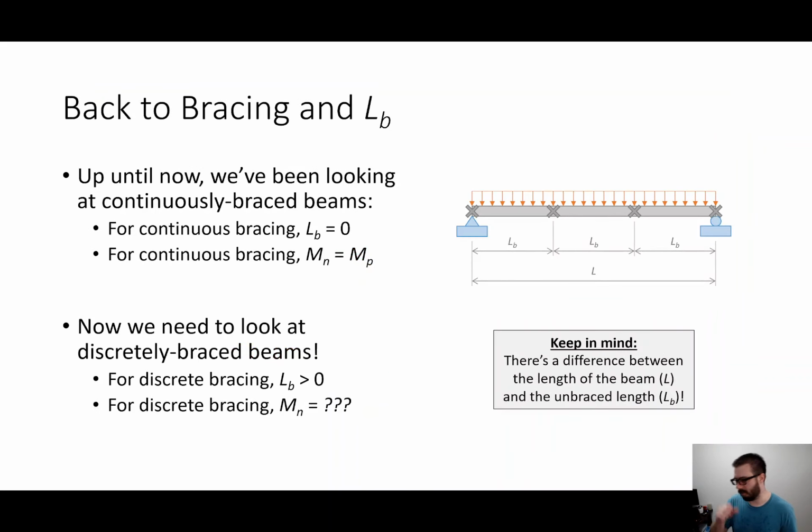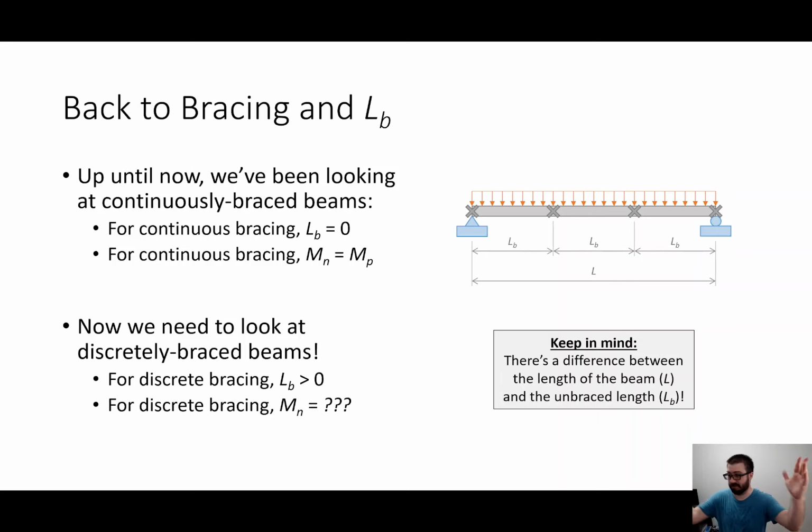Okay, so back to bracing and back to this term LB. So we talked about it a little bit ago, but I said we really weren't going to use it directly until we get to discretely braced beams. Well, now we're going to actually start discussing it. Okay, so I have a beam, and remember there is a difference between the beam's length and its unbraced length.